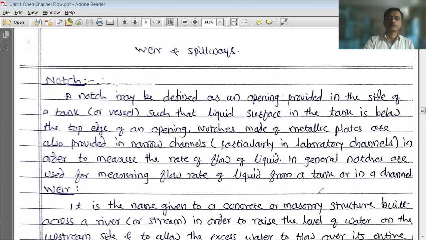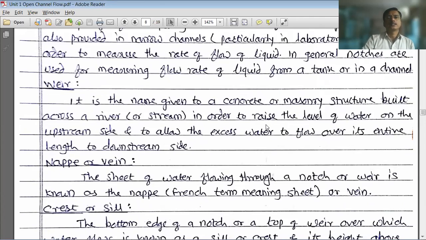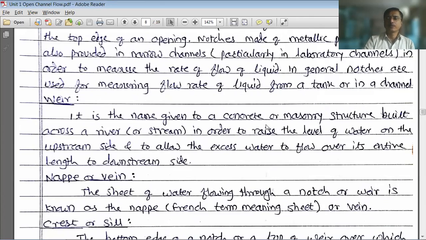Then weir. How can we define the weir? It is the name given to a concrete or masonry structure built across a river or stream in order to raise the level of water on the upstream side and to allow the excess water to flow over its entire length to the downstream side. Okay. So this was the definition of the weir.